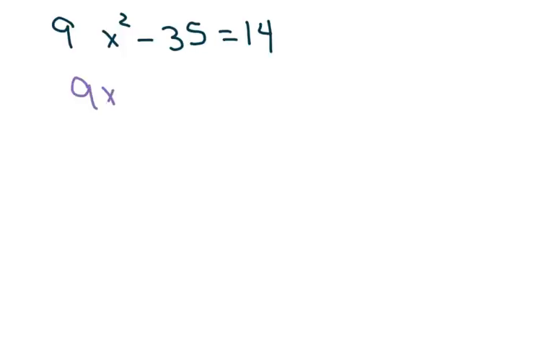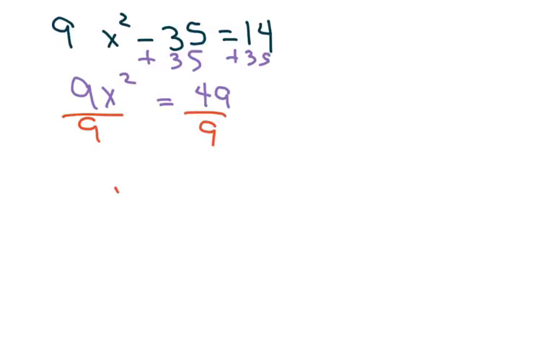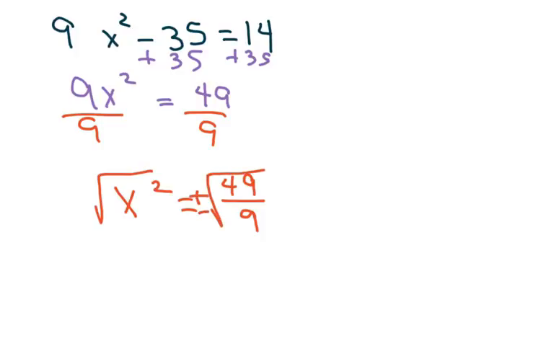Okay, here we're going to add 35 to both sides, which gives us 49. We're going to divide both sides by 9. So we get x squared equals 49 over 9. This is a positive number, so we're going to have two solutions. Square root both sides. Don't forget to put the plus and minus, so you get x equals plus or minus, the square root of 49 is 7, and the square root of 9 is 3. So that's how you solve quadratic equations by taking square roots.